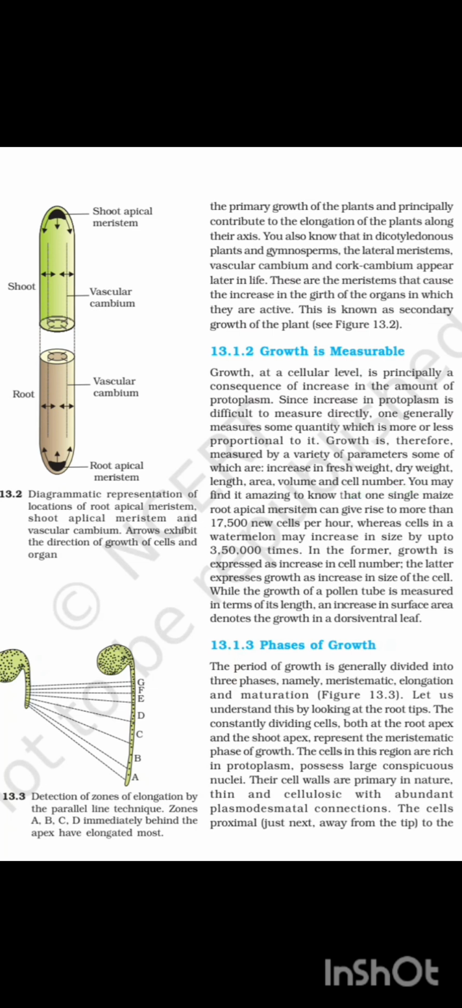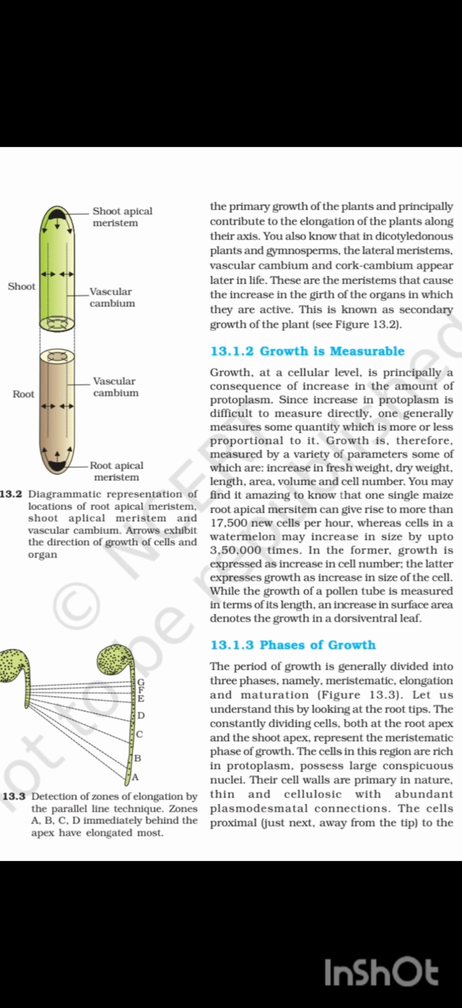You may find it amazing to know that one single maize root apical meristem can give rise to more than 17,500 new cells per hour, whereas a cell in a watermelon may increase in size by up to 350,000 times. In the former, growth is expressed as increase in cell number. The latter expresses growth as increase in size of the cell, while the growth of a pollen tube is measured in terms of its length. An increase in surface area denotes the growth of a dorsiventral leaf.